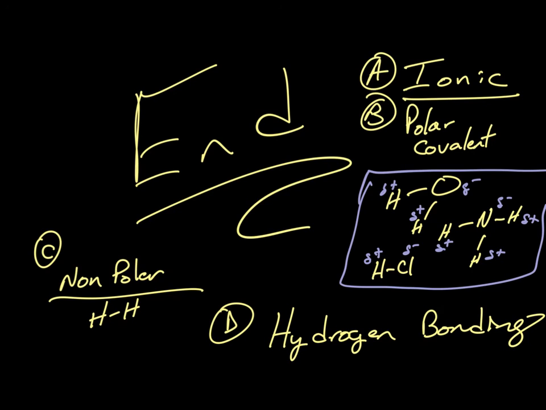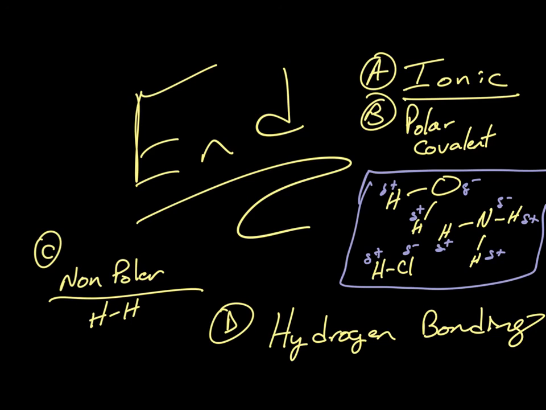You can delete that last page. For sure, you need to know what an ionic bond is and what a polar covalent bond is. You should know these 3 examples. You should know what a nonpolar bond is. You should know at least 1 example of 2 atoms that are bonded, the same element bonded to each other. Hydrogen is the perfect example, because it only has 1 bond. And hydrogen bonding, you should know what it is.